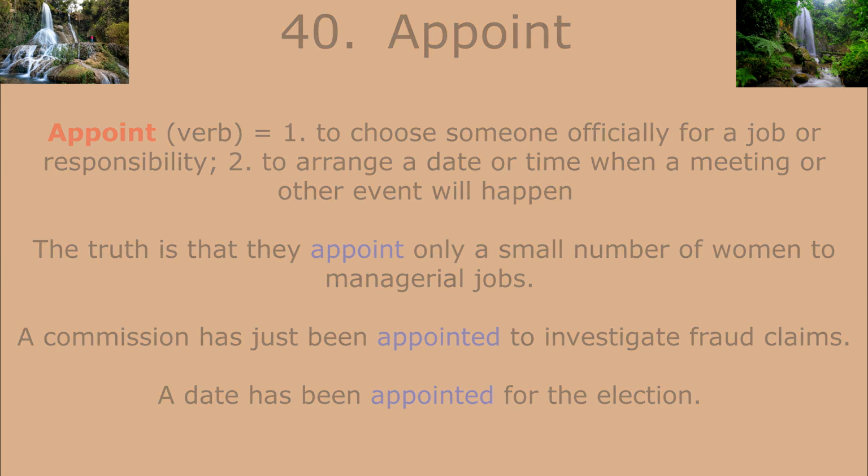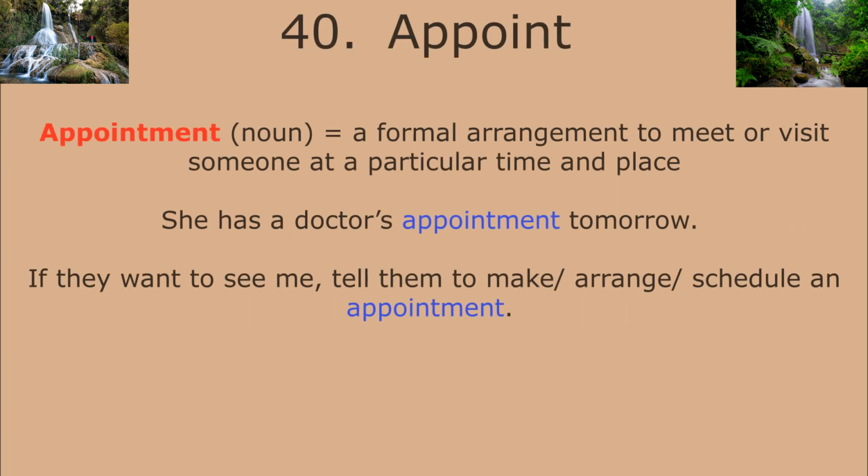Please note that we also use the noun appointment. Appointment is a formal arrangement to meet or visit someone at a particular time and place. For example, she has a doctor's appointment tomorrow. If they want to see me, tell them to arrange or schedule an appointment.